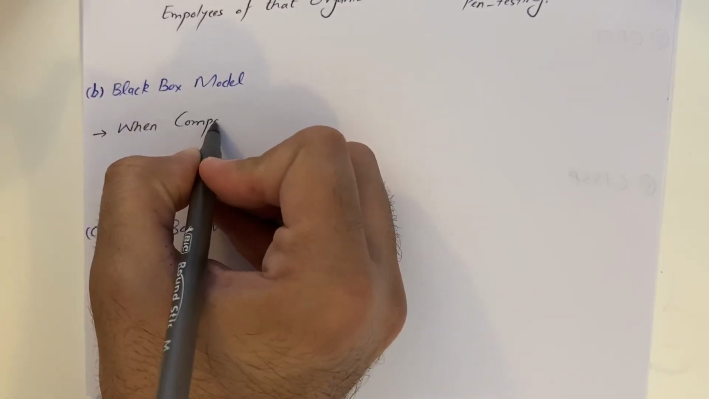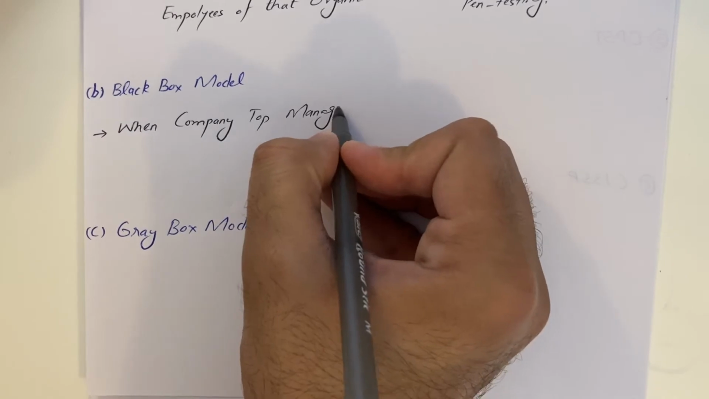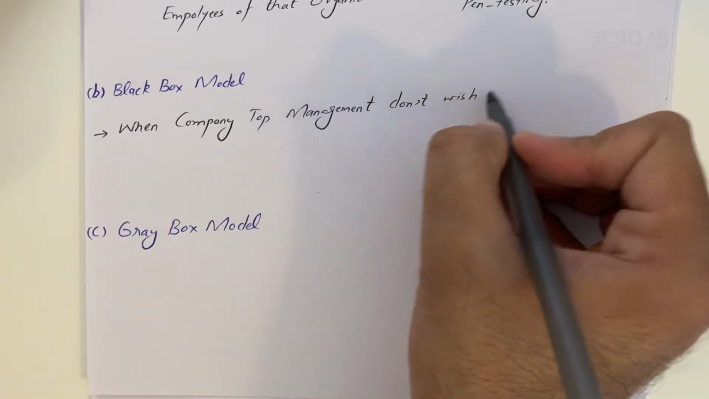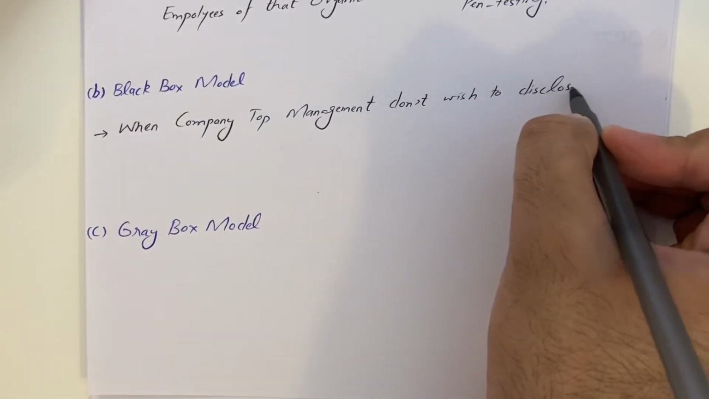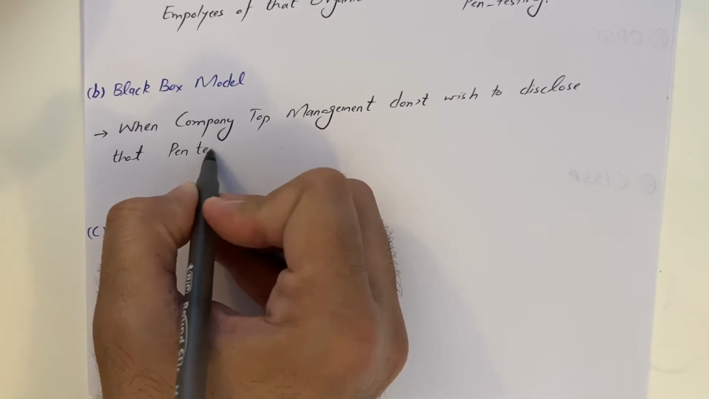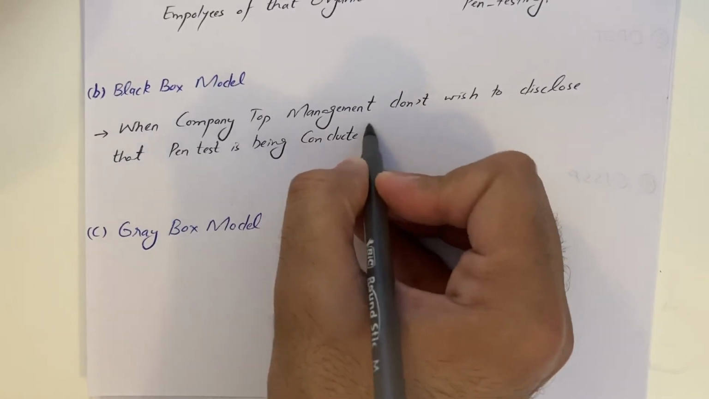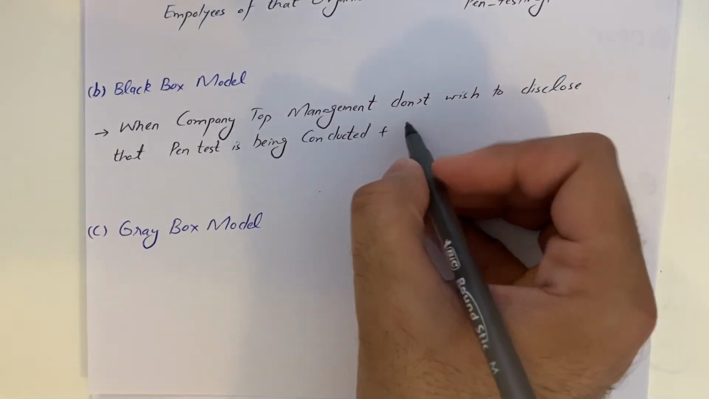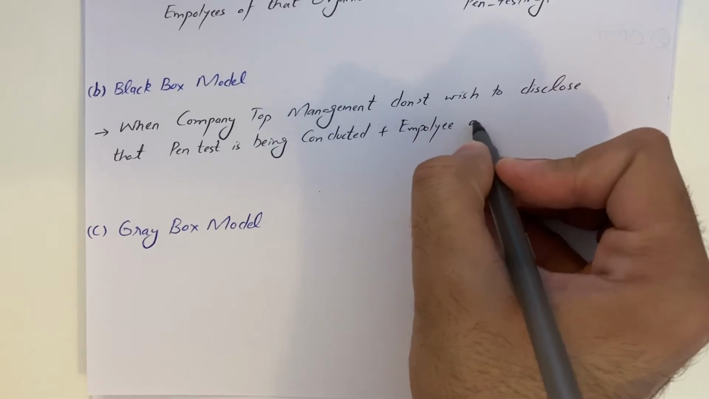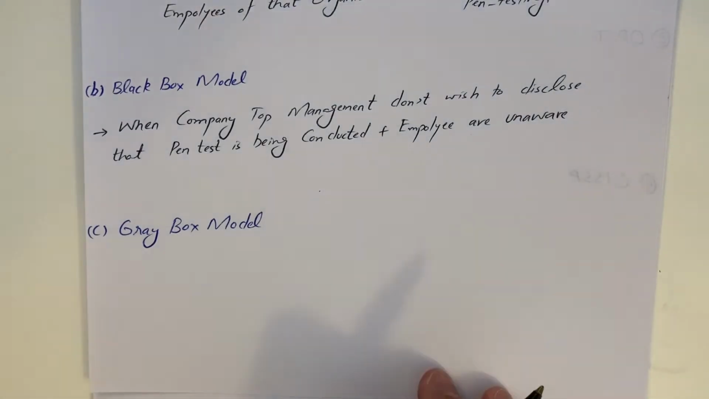So black box model is basically when the top management of the company doesn't wish to disclose that pen testing is being conducted. Plus, employees are also not aware of it. Employees are unaware, so they are also not aware whether the pen testing is being conducted or not.